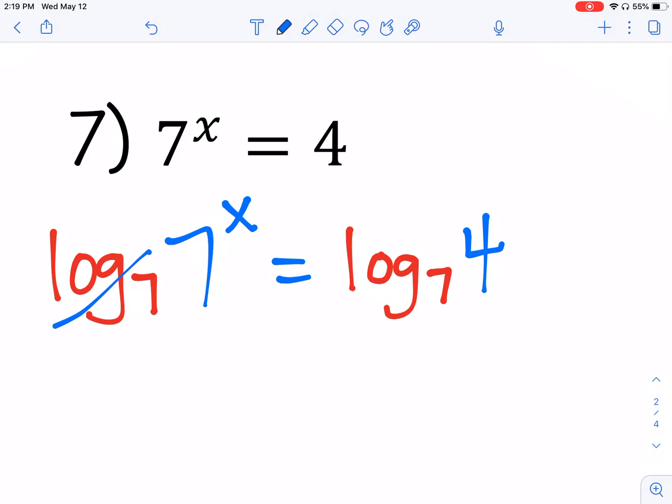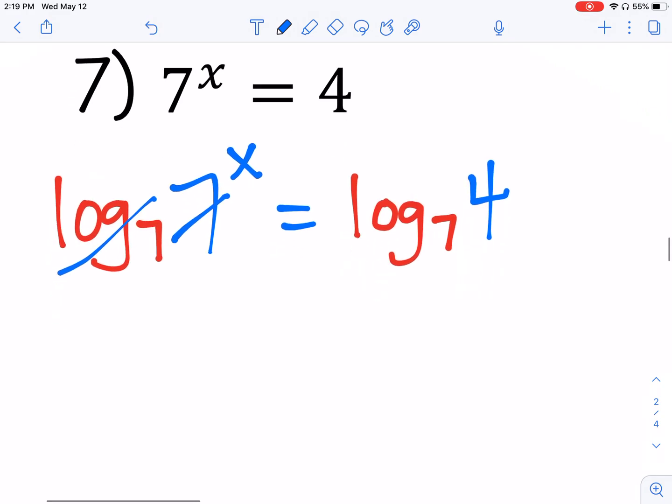Okay, this log base 7 with this base 7 makes them go away. Now I just have an x times log base 7 of 4.